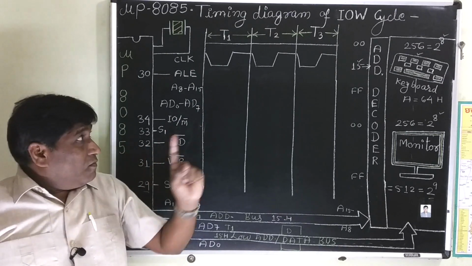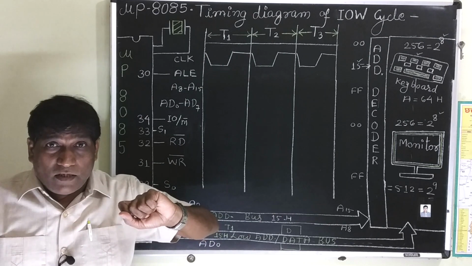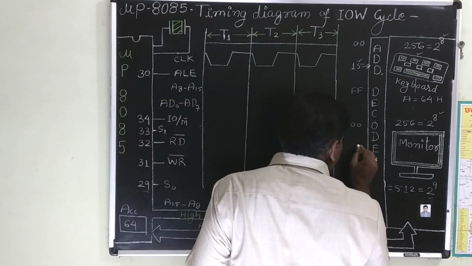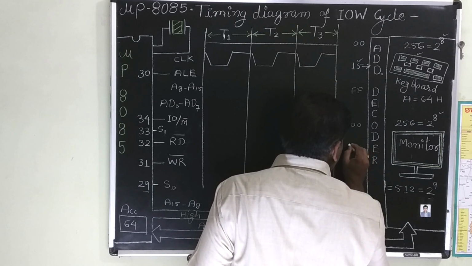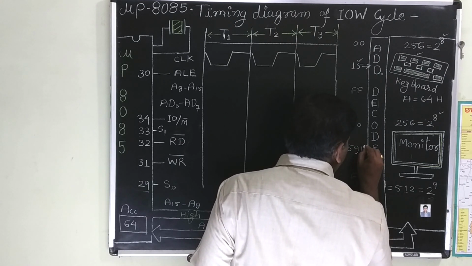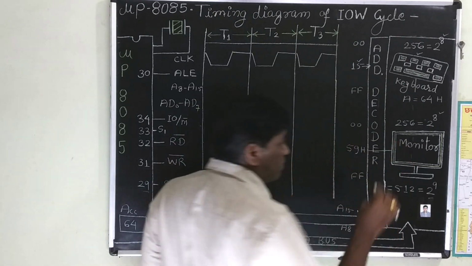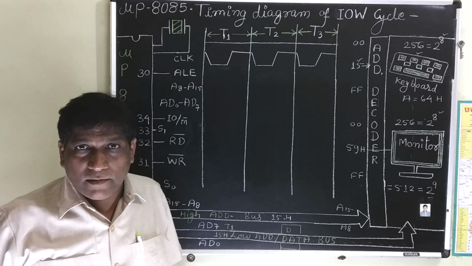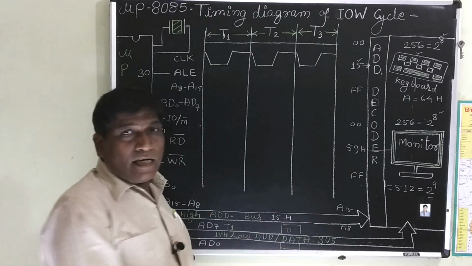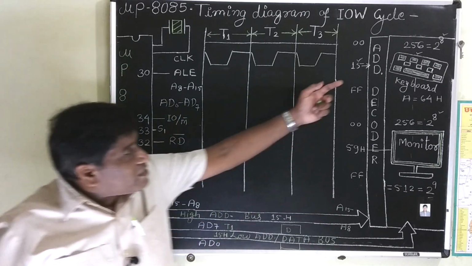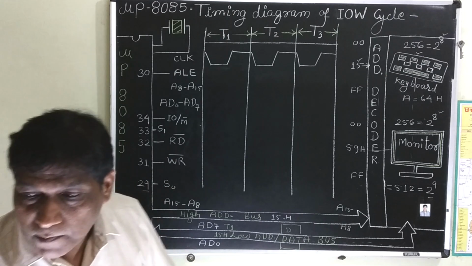Now we have to understand the IO write operation. Again, in the IO write operation, say this monitor has an address of, say, 59H. Say this is the address of this monitor. It is an 8-bit address, 59H hexadecimal. At this address we have to write the data which we have taken from the keyboard, as I have already explained in the example.